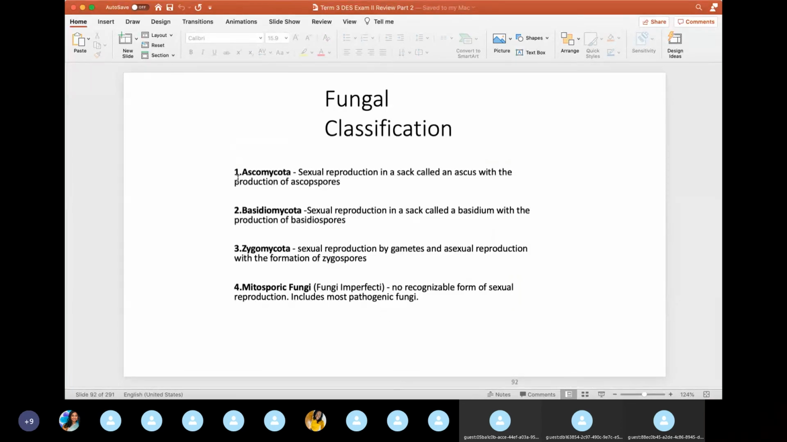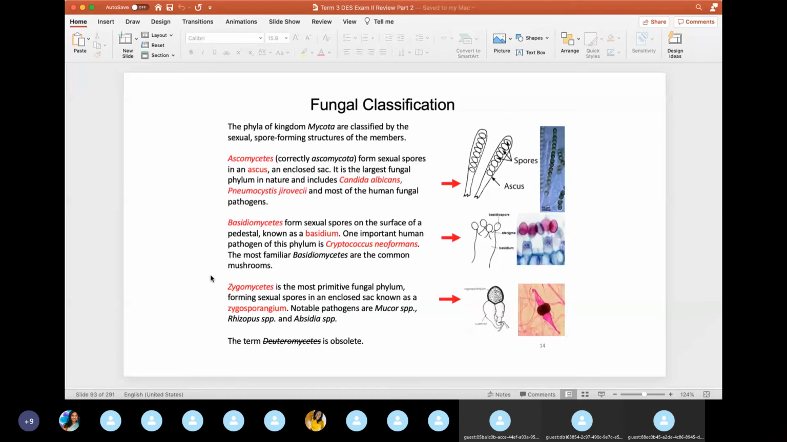Okay, fungal classification: Ascomycota, Basidiomycota, Zygomycota. No, that's not it. Okay, here it is. This is much more important. Fungal classification, or ascomycetes, right?